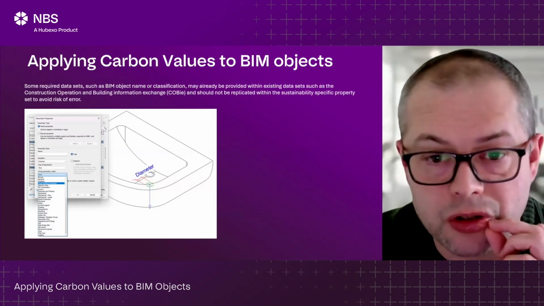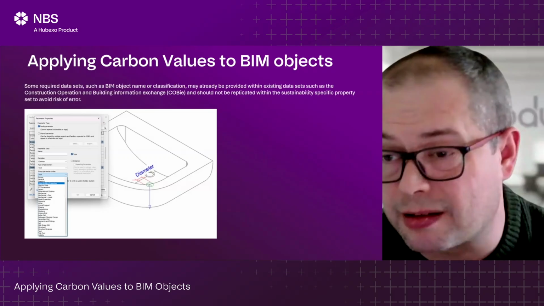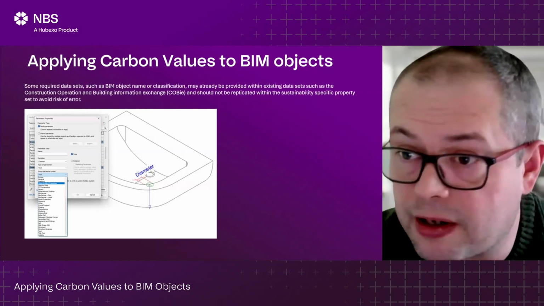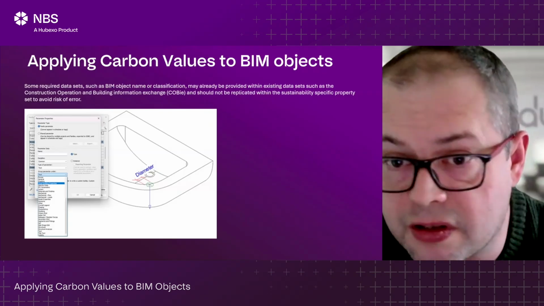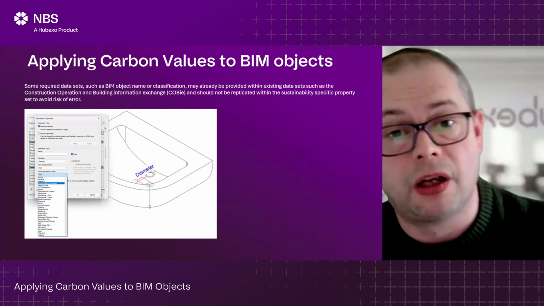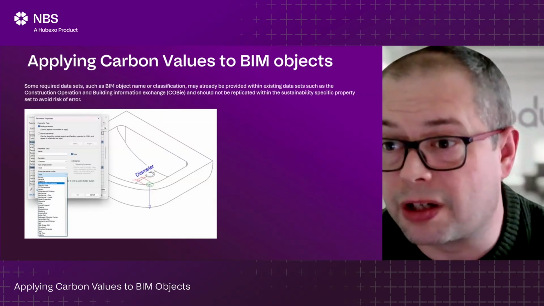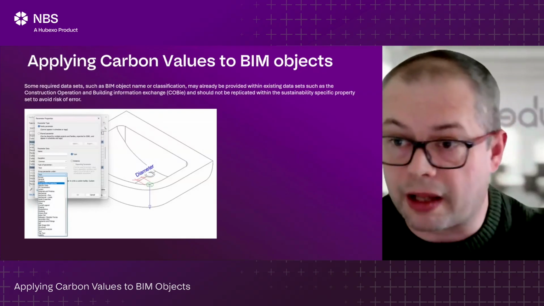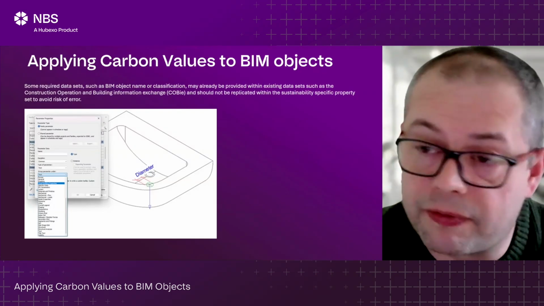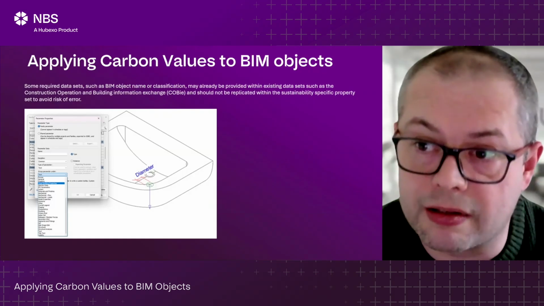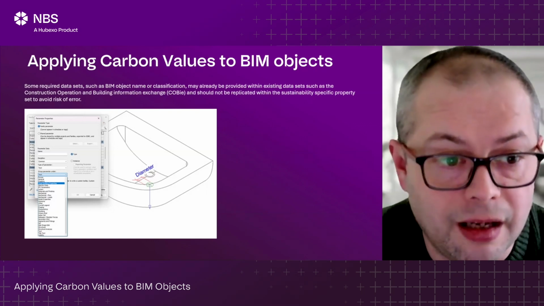Now, it is worth noting that some of those properties, particularly things like classification or the BIM object name, will sit within other data sets. Some will be the hard-coded properties that are within the BIM objects themselves. Some might sit within COBie. Don't replicate them. You can reference them. You can do an equals to and link the parameters together, or if not, just rely on the ones that exist and only add in the sustainability properties that are additional to the existing data sets.